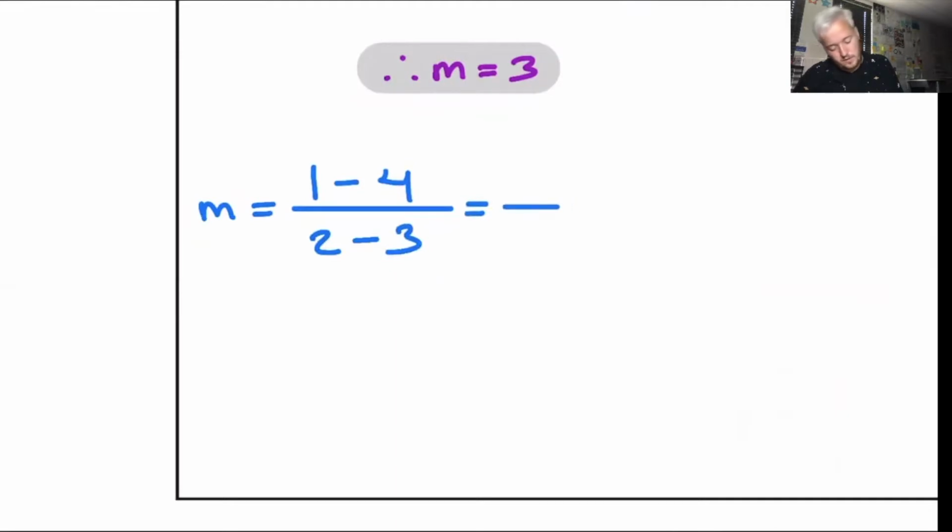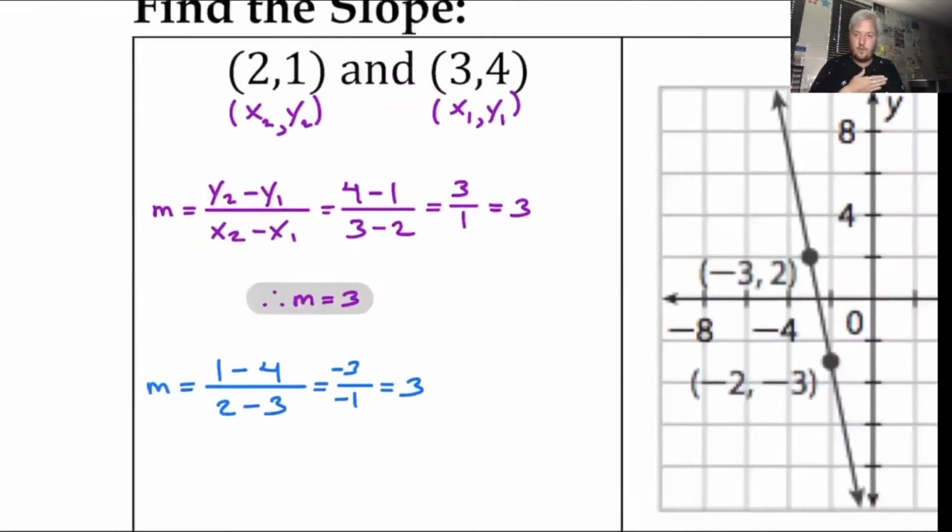So 1 minus 4 gives you negative 3. 2 minus 3 gives you negative 1. That simplifies to a positive 3. So even if you do them backwards, it doesn't matter. You get the same thing either way.